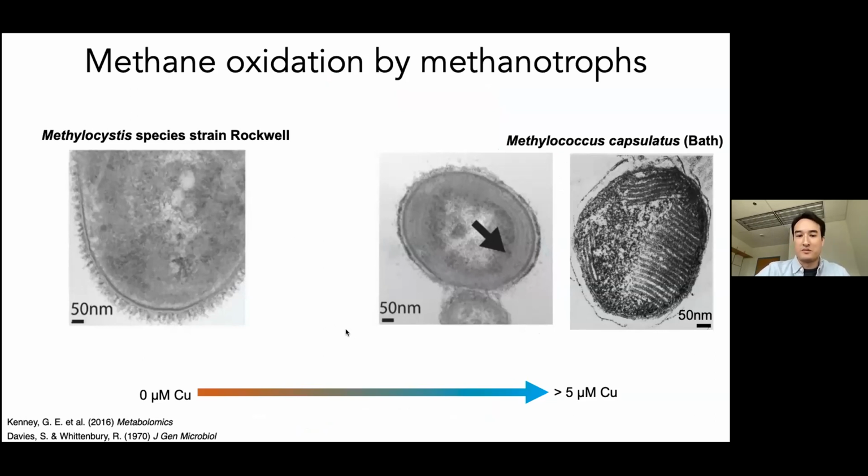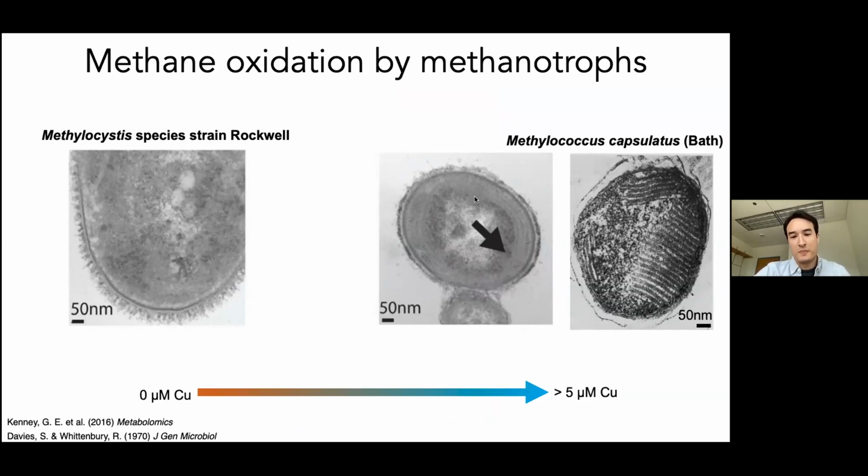Methanotrophs are characterized by their ability to use methane as their sole source of carbon and energy. And they have a lot of really interesting features, one of which is their sensitivity to environmental copper. As you can see, in high copper conditions, methanotrophs will generate these intracytoplasmic membrane structures that either stretch across the body of the cell or else along the periphery of the cell, depending on the species.